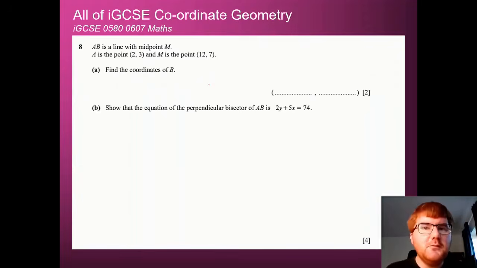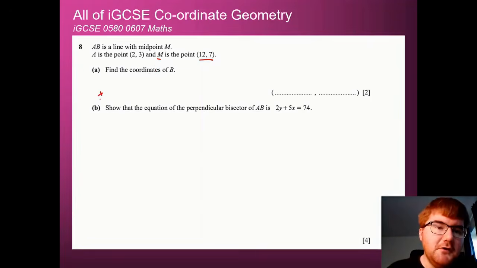On to our next question, which is a paper 4 style question. So there's lots of subparts as we go through. The first part is a little twist on what we've seen so far. So AB is a line with midpoint M. A is the point 2,3. M, so the actual midpoint now, is 12,7. And we need to work out the coordinates of B.